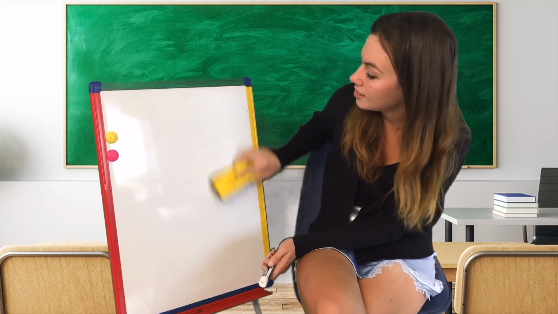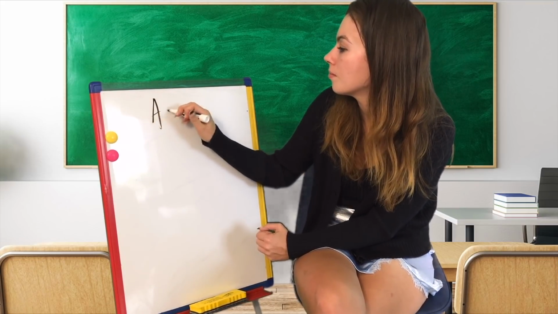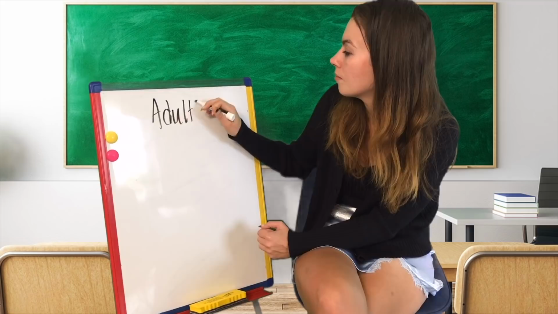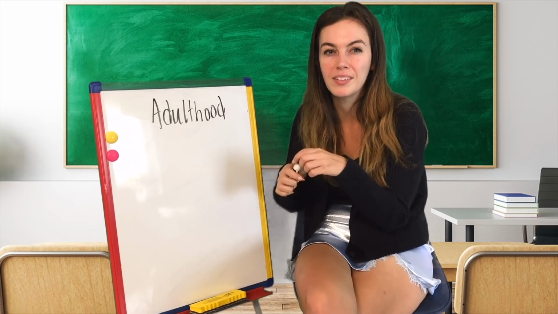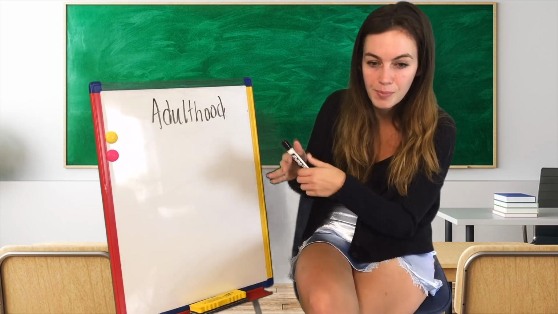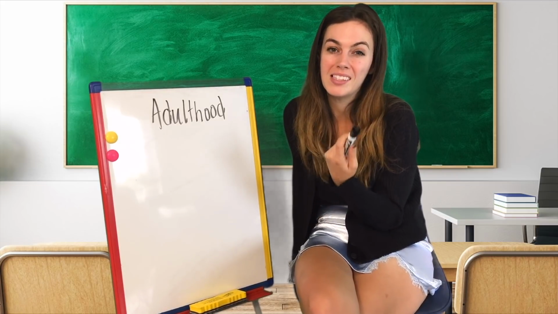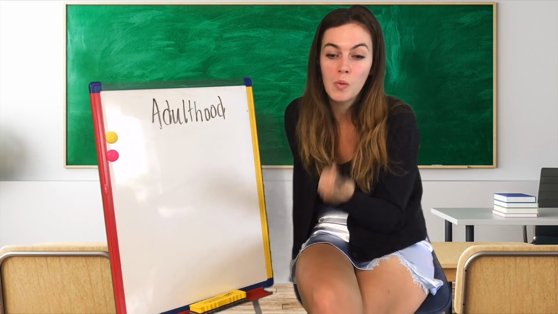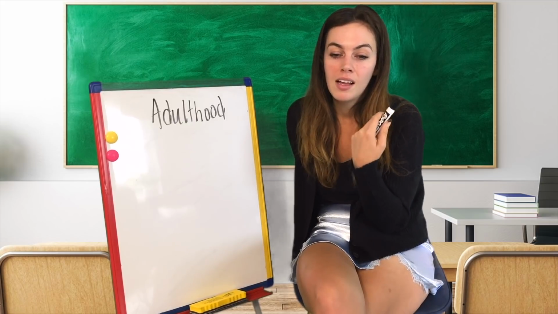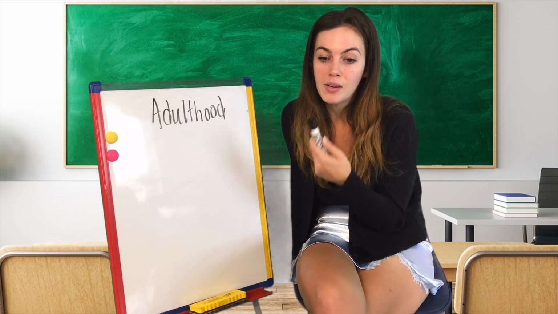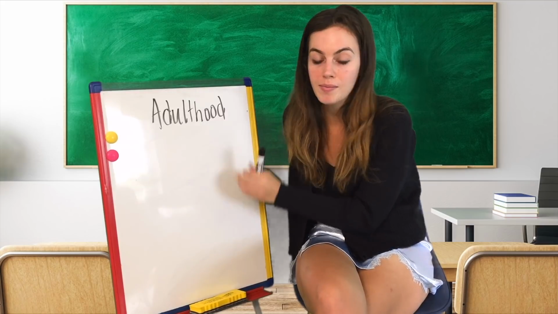And the next stage is adulthood. Adults typically need about 7 to 8 hours of sleep. In adulthood, you might see more problems sleeping, including apnea, insomnia, restless leg syndrome, things like that. It's going to be more common for adulthood.